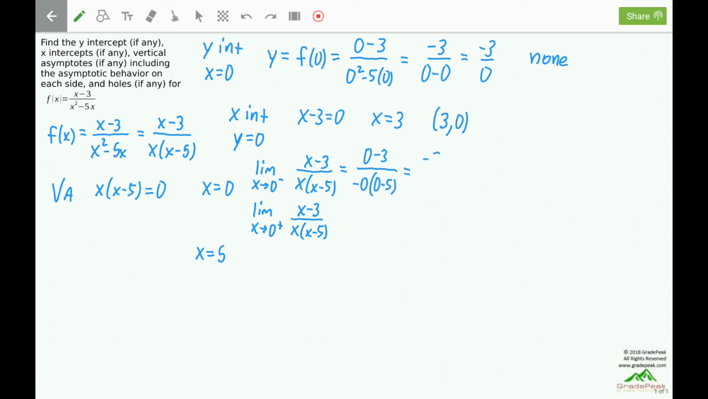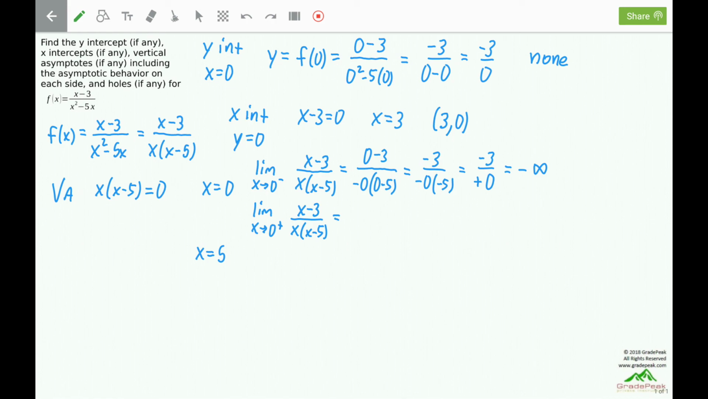0 minus 3 is a negative 3, divided by a negative 0 times 0 minus 5 is a negative 5. Giving negative 3 divided by negative times negative is positive, 0 times 5 is 0. A negative over a positive is negative, non-zero over 0 is an infinity. And there's the asymptotic behavior on the left side of the x equals 0 vertical asymptote.